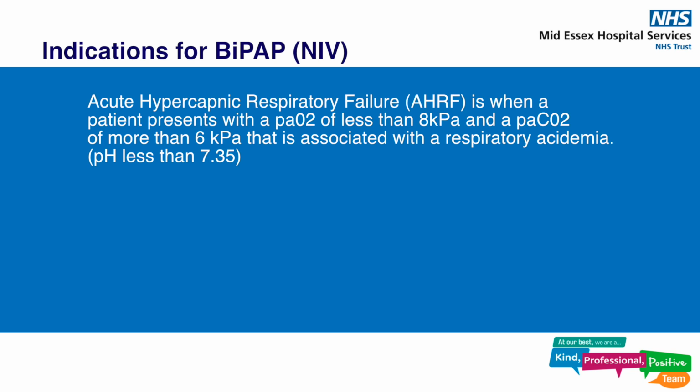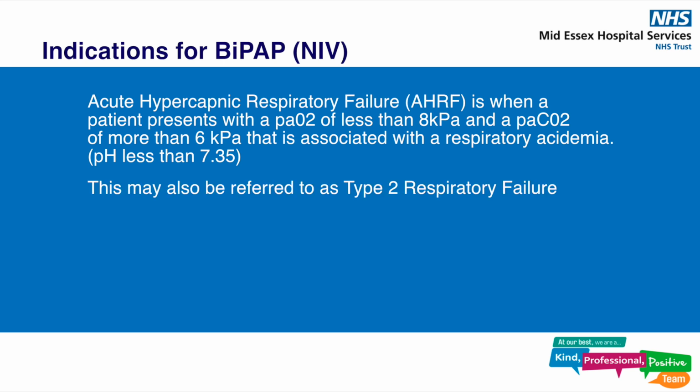Acute hypercapnic respiratory failure is when a patient presents with a PaO2 of less than 8 kilopascals and a PaCO2 of more than 6 kilopascals that is associated with a respiratory acidemia, i.e., a pH less than 7.35. This may also be referred to as a type 2 respiratory failure.